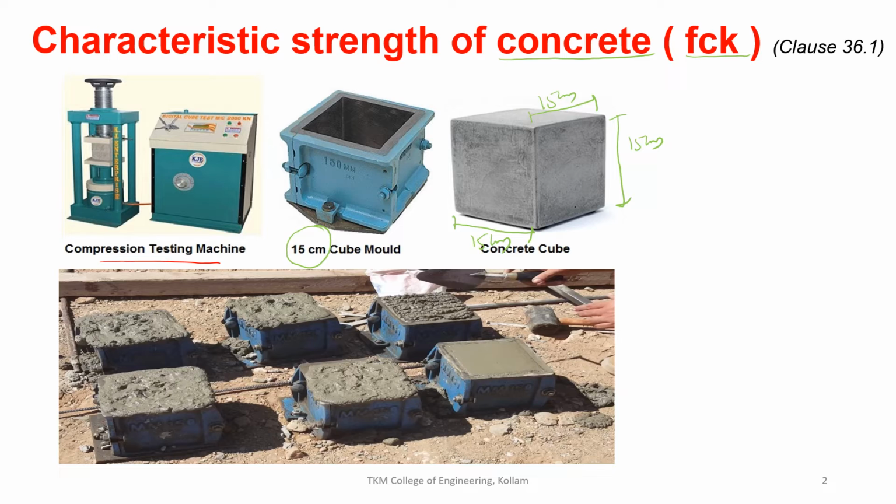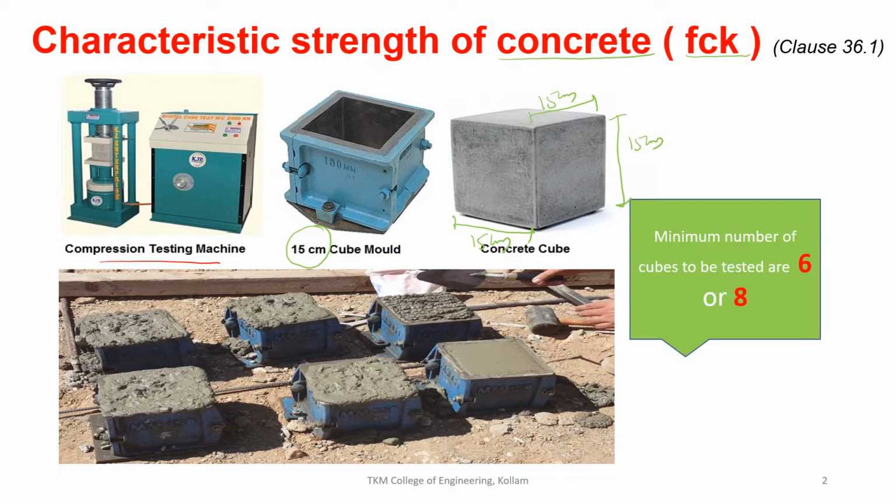A minimum of 6 to 8 cubes will be taken in order to determine the characteristic strength. I'll repeat once more: it is the strength of the concrete having dimensions 15 by 15 by 15 centimeters, on which compression testing is done. The minimum number of cubes required is either 6 or 8.